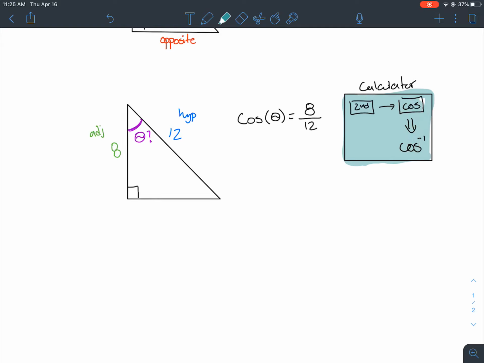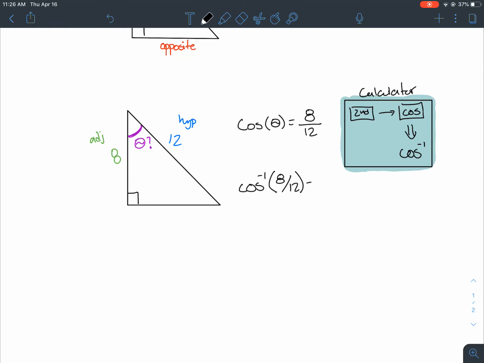And if you just find on your calculator how to get to cosine inverse, they all have it. Usually, like I said, it's a second button. It's usually that second operation on the same cosine button. So what that does is now it's going to be cosine inverse of 8 over 12, and that is going to be equal to our angle theta. And please remember, you need to be in degrees mode. Otherwise, you're going to get a radian. We're not there yet.